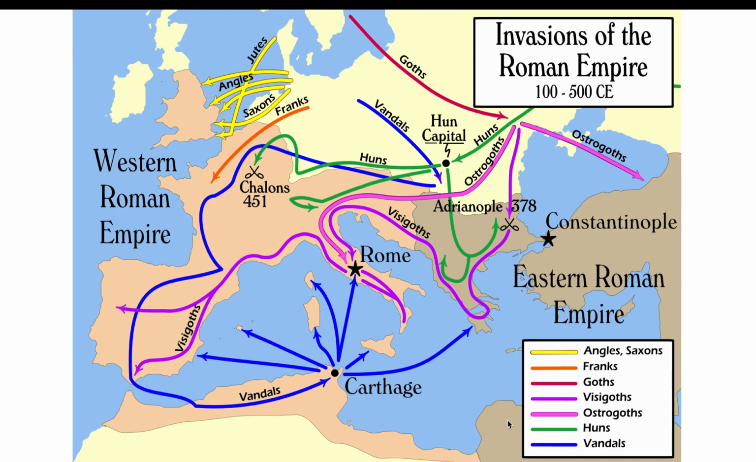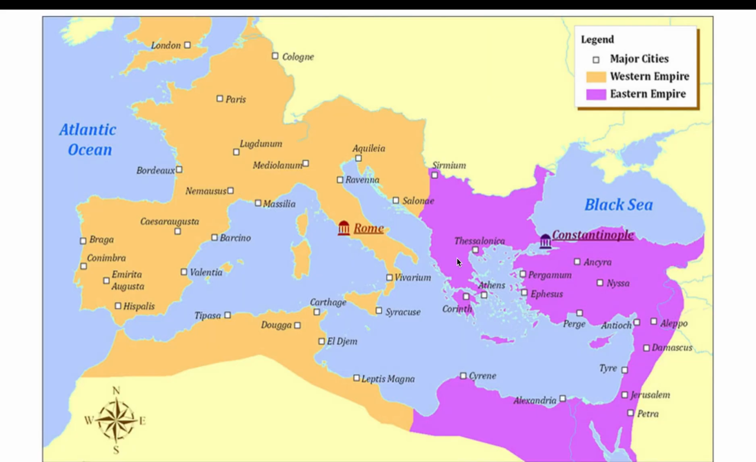This is a map here describing some of those barbarian invasions, or these invasions of local tribes and local peoples. You'll see some of these names. We'll go over some of these in more detail, but the Angles and the Saxons, the Franks, the Goths, the Visigoths, the Huns, the Vandals, they go into all this Roman territory. All of this is Western Rome, Eastern Rome as well. Remember that map I just showed you prior.